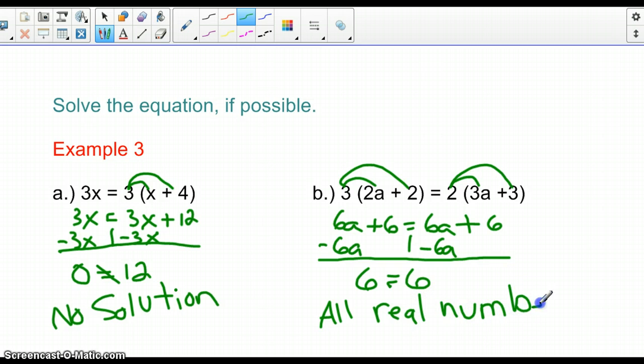So you could put just about anything in there. So when you have a situation where they're not equal, no solution. When you have a situation where it's equal on both sides, there's no variable, the variables cancel out, we got all real numbers.